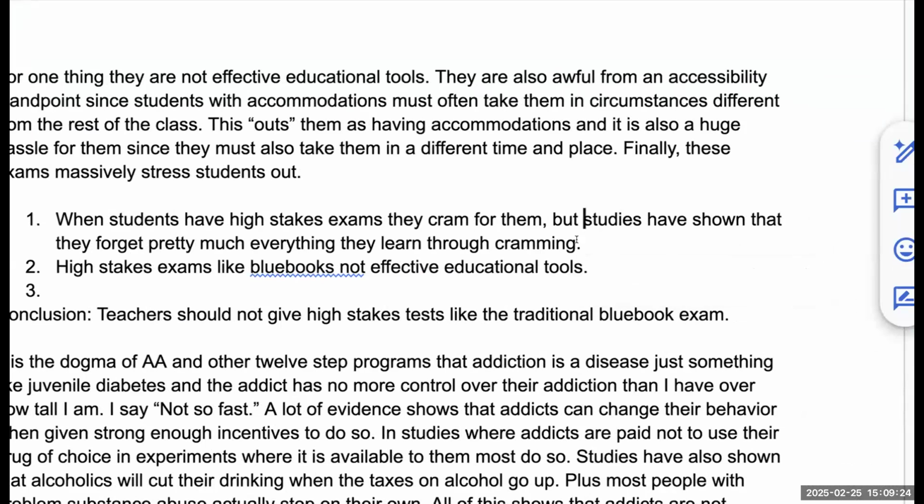You know, we might split one up into two premises. I don't care. It doesn't matter too much. It might be: when students have high stakes exams, they cram for them; split off: studies have shown cramming is not effective. It's not too important that we put them in that order.